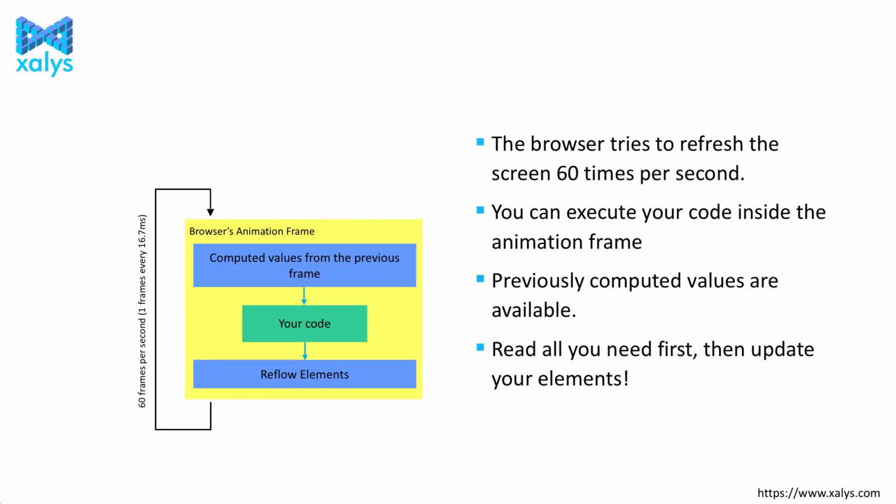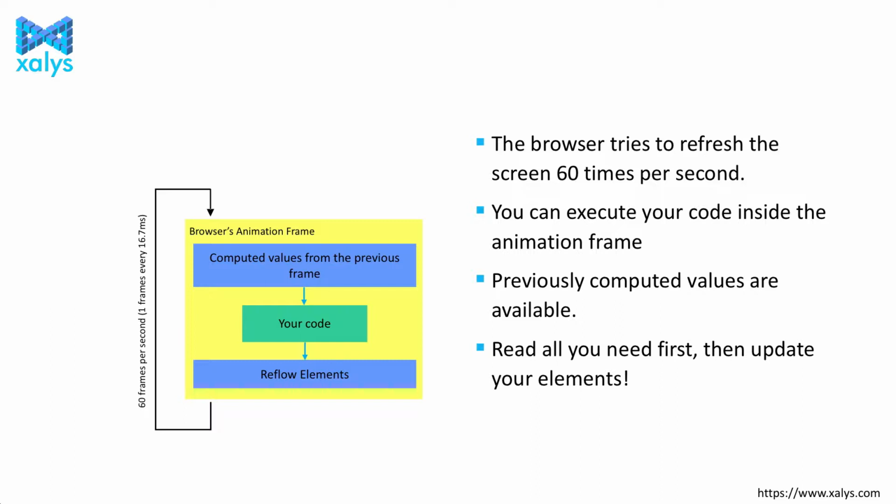One more thing before we dive into Presto. What is an animation frame? The browser tries to refresh the screen at a fixed rate, 60 frames per second, or 1 frame every 16.7 milliseconds. Conveniently, the browser provides access to this animation frame, and you can execute your code when the browser refreshes the screen. Should you execute all your code inside an animation frame?